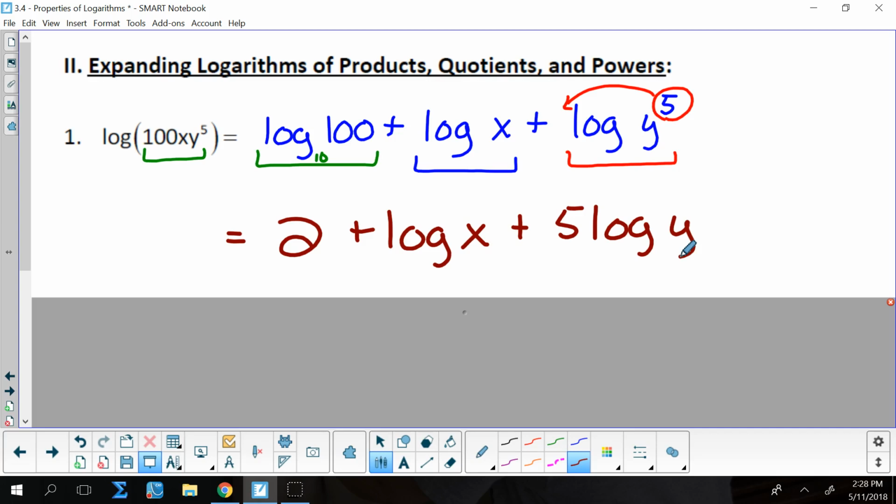Now, will this term here condense down every single time, or will it be able to become just a number? No, not every single time. If this were the log of 50, we would leave it as log of 50 plus log of x plus 5 log of y. It just so happened that in this one, it was able to use the logs that we learned on Friday to make that become the 2.